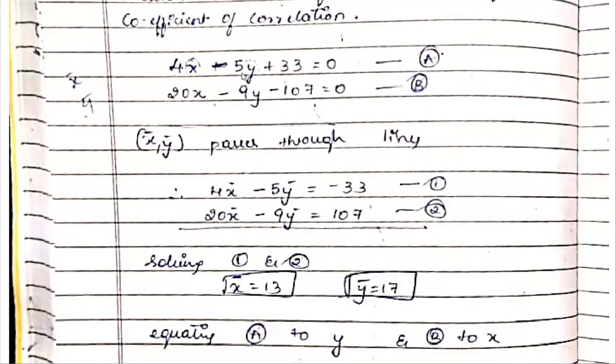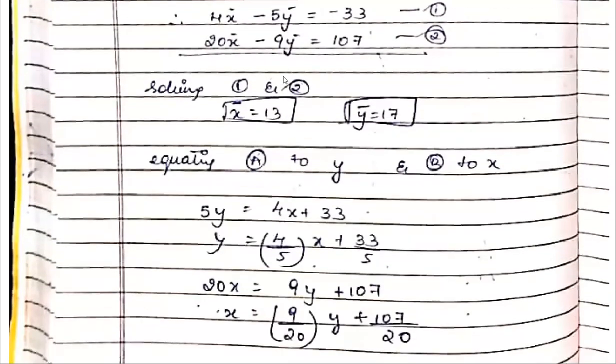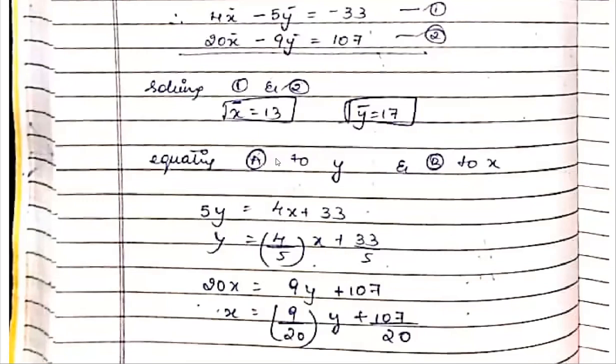So I found y from this. I'm shifting this term to the right side. Negative 5y becomes plus 5y. So 5y is equal to 4x plus 33. That's what we have written here. So from equation A we are finding y, and from equation B we are finding x. So 5y is equal to 4x plus 33, and y becomes 4 by 5x plus 33 by 5.